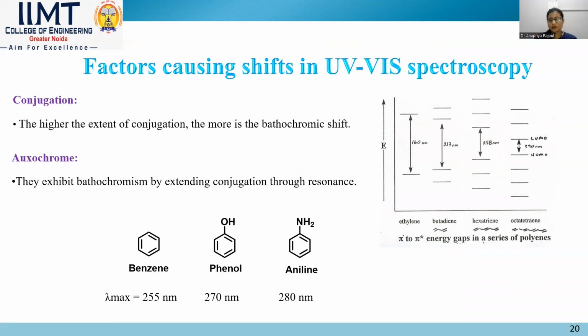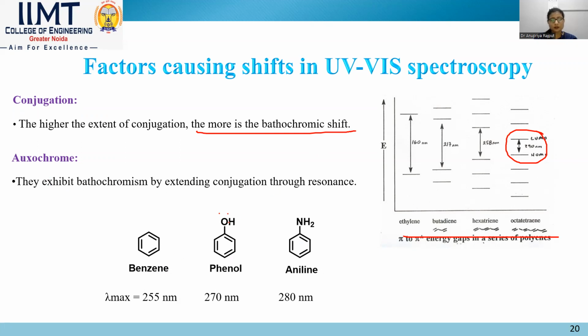Here, if we increase the conjugation, the band gap between HOMO and LUMO decreases, so the energy decreases. We know that energy is inversely proportional to wavelength. So as energy decreases, lambda max increases. So on increasing the conjugation, the molecules show the bathochromic shift. Hexachrome: now the hexachrome exhibits bathochromic shift by extending the conjugation.